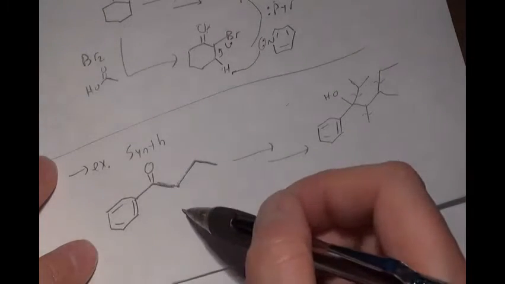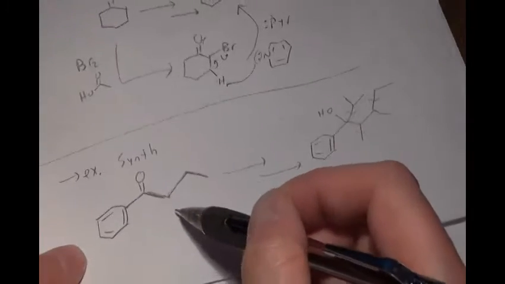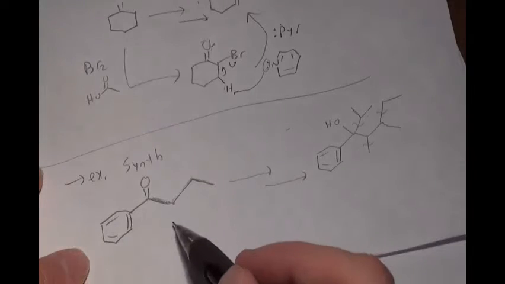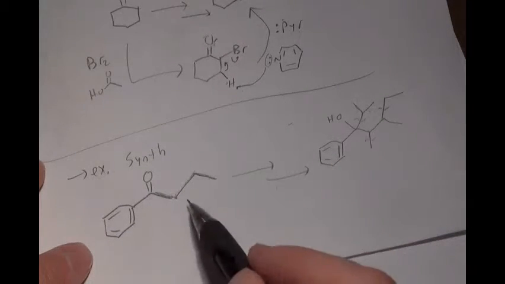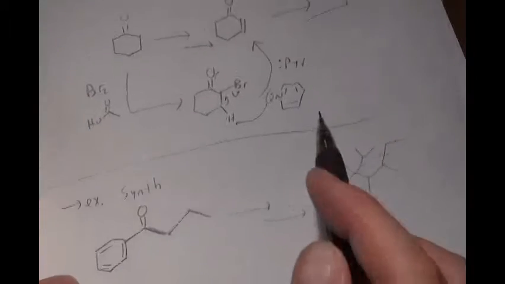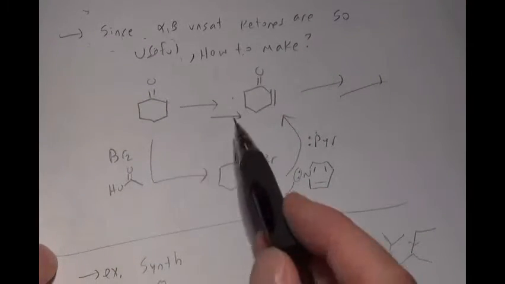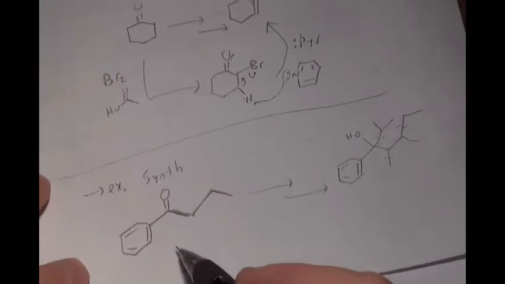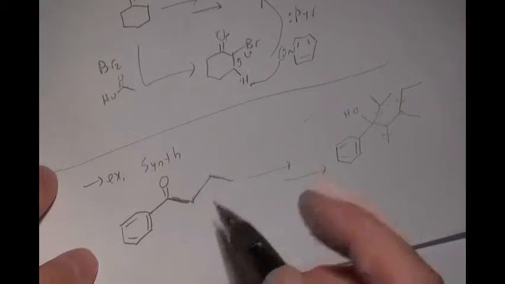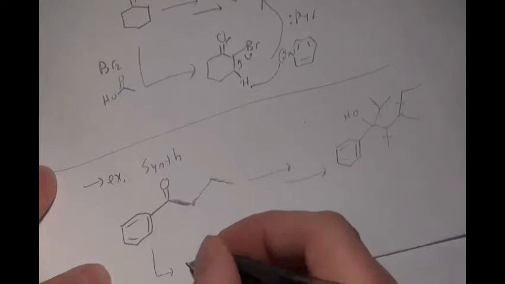What's the first thing we've got to do though? Because this is not useful. We can't just attach these three things. First thing we've got to do is make the double bond, right? Like we just learned. Okay, so let's do that. Let's first turn this into an alpha beta unsaturated ketone. How do we do that?